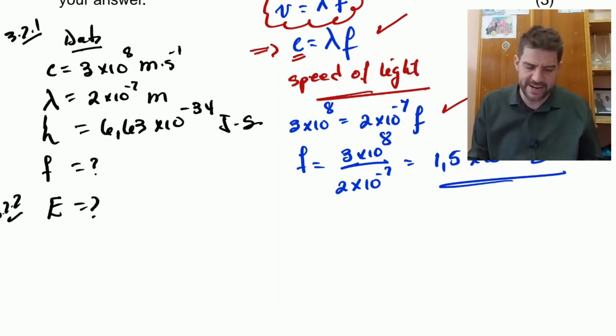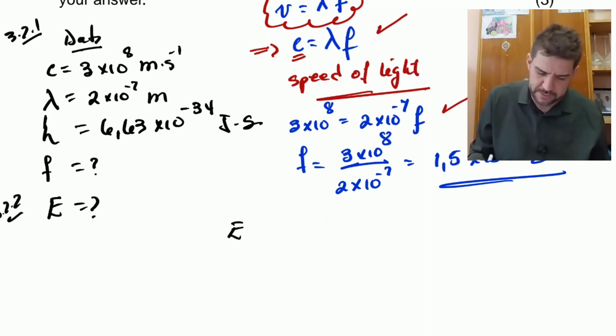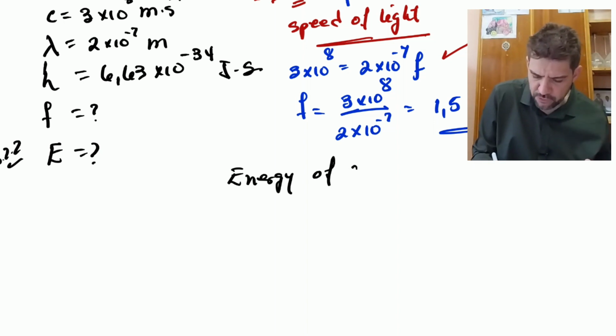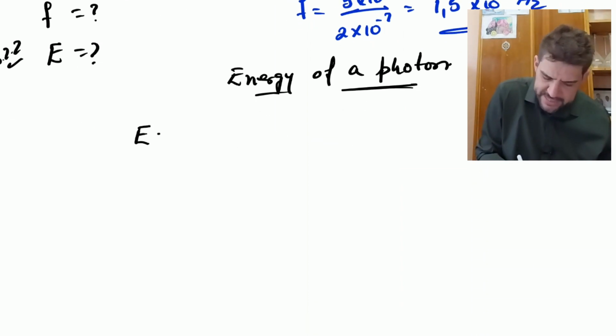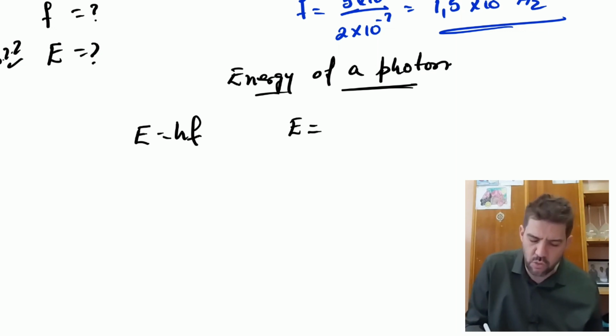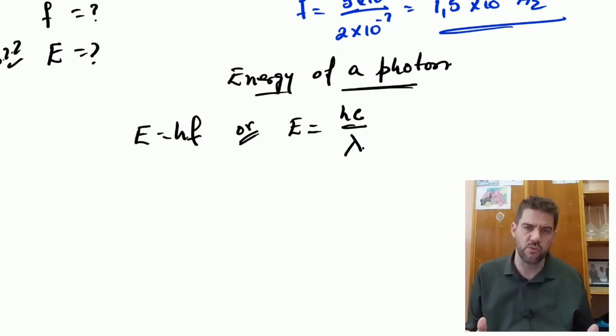Now, for the energy, there are two formulas that can be used. For energy, we have two formulas. This is energy of a photon. There are two formulas. Energy equal to hf, or energy is equal to hc divided by lambda. You can use either one, but which one is easy? The first one. We have all the data.